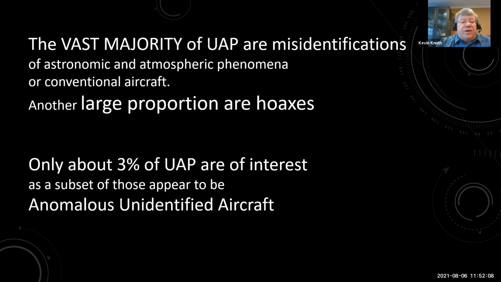So I want to reinforce the understanding that the vast majority of UAP are misidentifications of astronomic and atmospheric phenomena or conventional aircraft. And another large proportion are hoaxes. That is not disputed here. It really comes down to only about 3% of reported UAP are of interest, and a subset of those appear to be anomalous unidentified aircraft. And these are the ones we're especially interested in. Next slide.